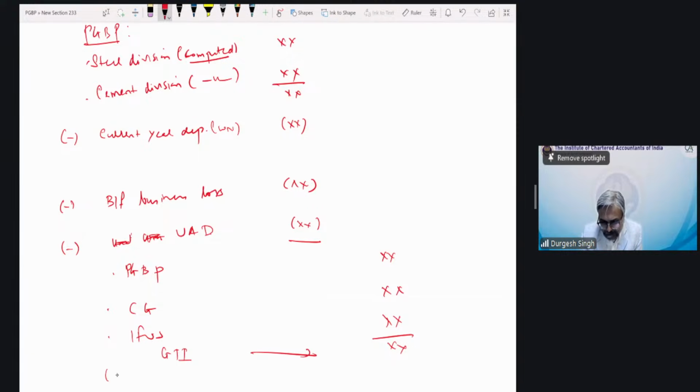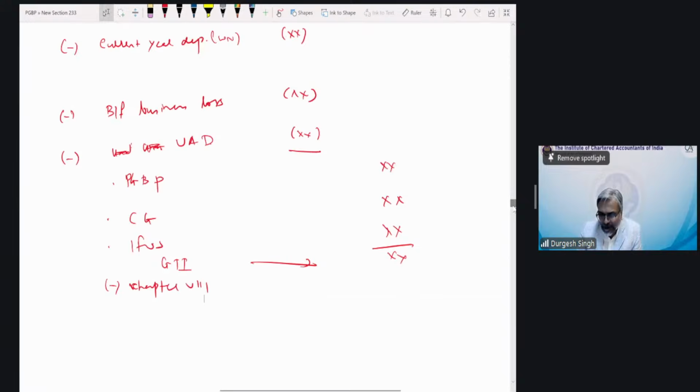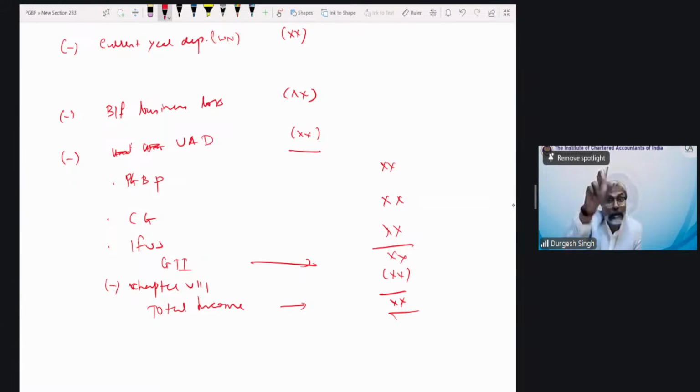Then Chapter 8 deduction, students. So visualize your question number 1. Chapter 8 deduction, reduce this, and finally you'll get the total income. This is your goal, and this is what the chargeability is on: the total income of the tax year of a person. So can you see the outer column? The outer column is for the person. Ultimately, this is for the person. Inner column is for the source.